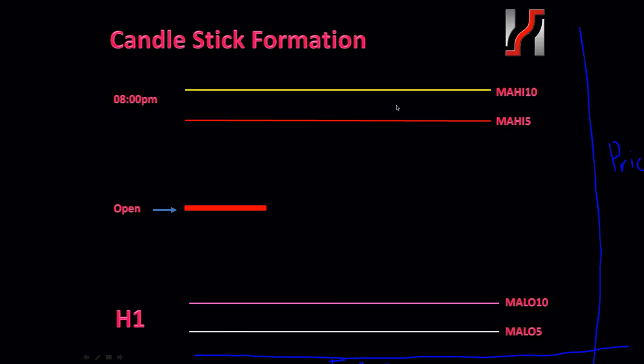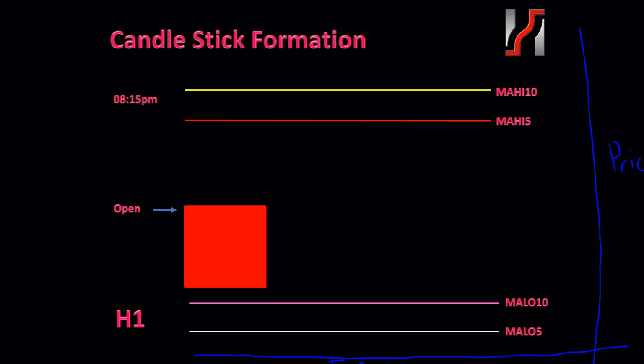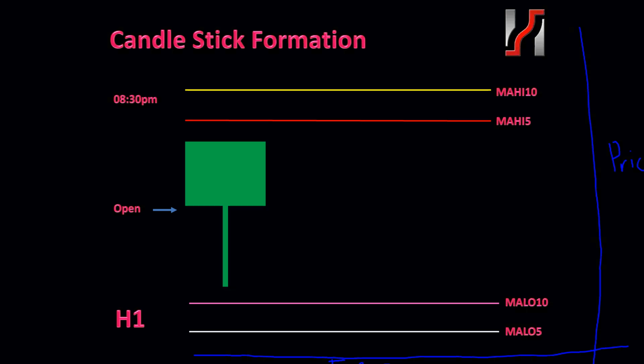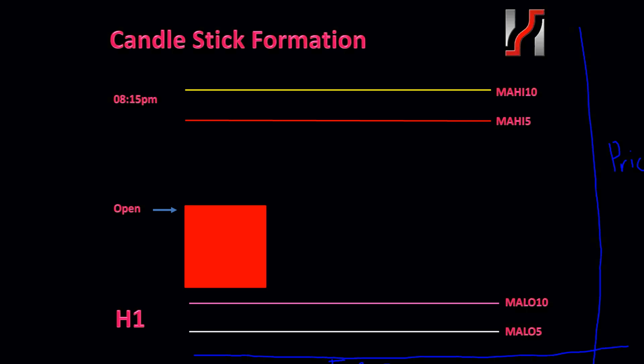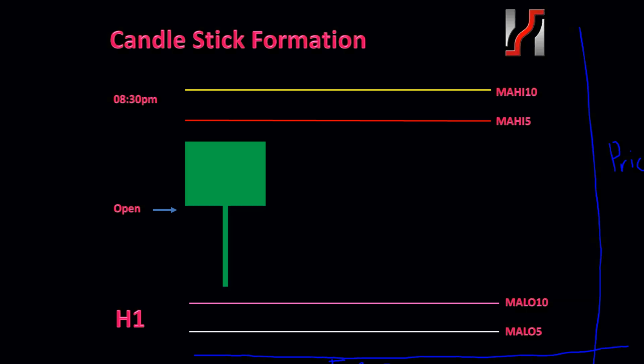So you have the buy indicators at the bottom, you have the sell indicators at the top, and at 8 p.m. on an H1 time frame, you have the candle open at this particular price. Let's say, for example, at the $1 price. In 15 minutes' time, at 8:15, the price moves downwards. Let's say the price went down to about 80 cents. Another 15 minutes pass by, and the price rose up to $1.20. What it does is that the initial sell candle, it looks like a sell candle, becomes a buy candle.